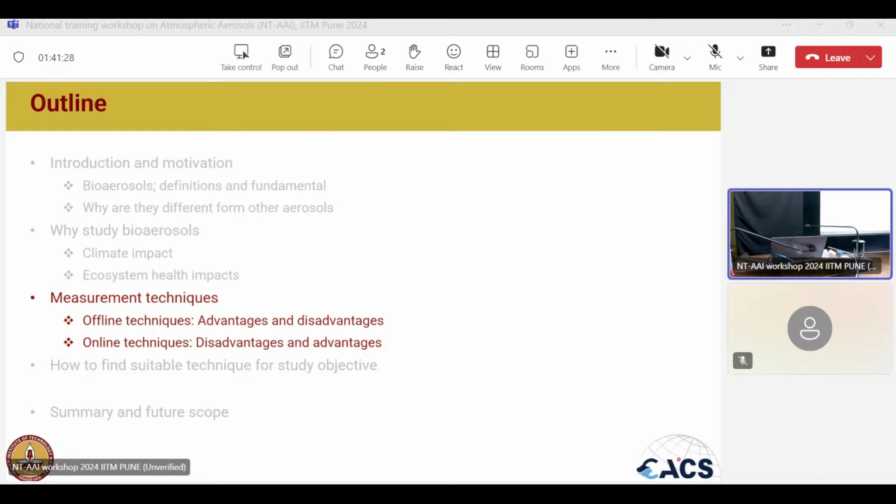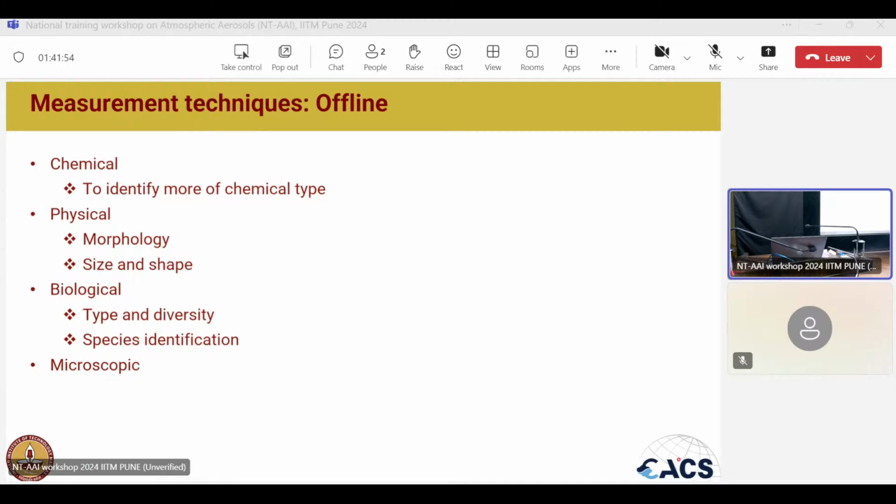Let's try to get to the main business now about the measurement techniques, the offline techniques. And I said advantages and disadvantages because personally, I believe that the offline techniques have more advantages than disadvantages, and online techniques have more disadvantages as compared to the advantages. That's the reason I shuffled these two words here. Let's go over to the offline techniques.